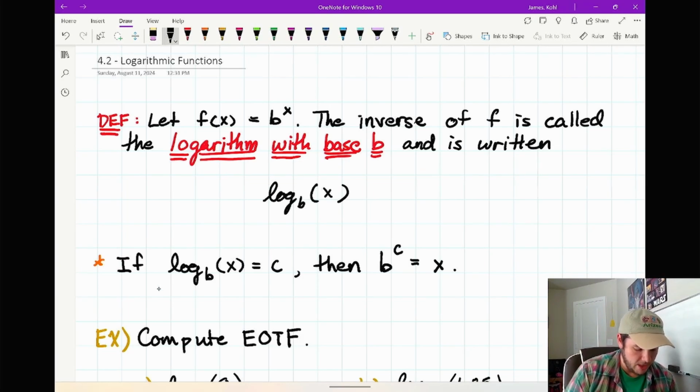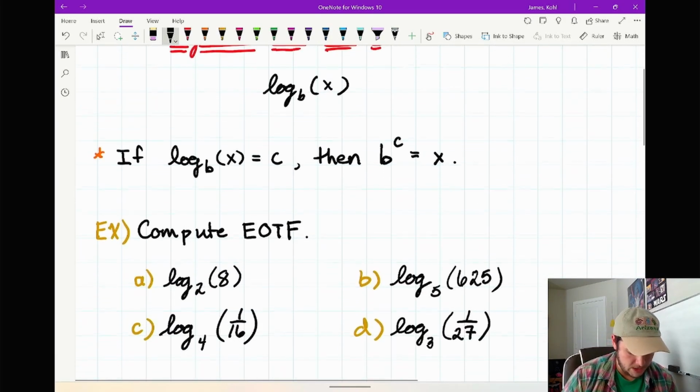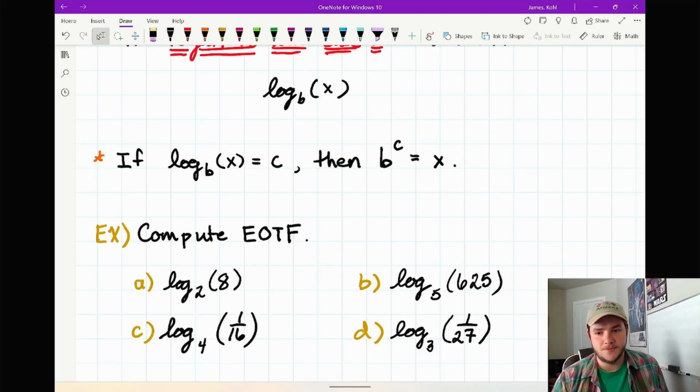But I really like to read logarithms as a question. So log base b of x is really asking me, what exponent do I have to give b to get back x, right? So if log base b of x is c, that means b to the c power is x. Let's use that idea to compute each of these.